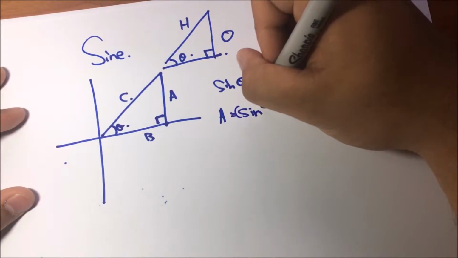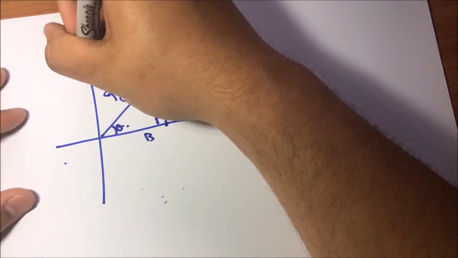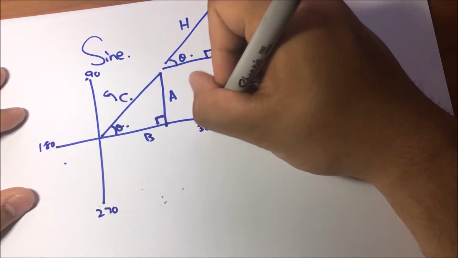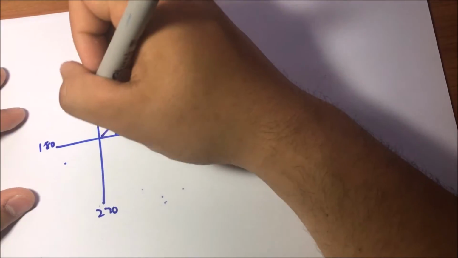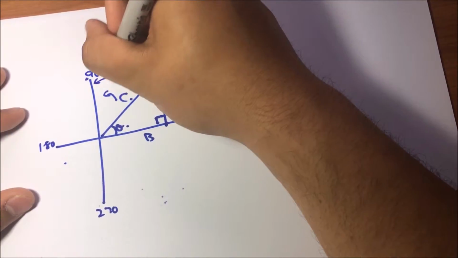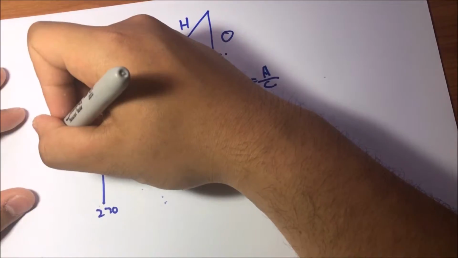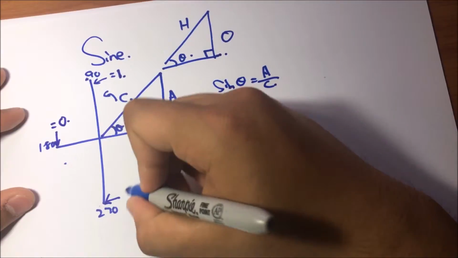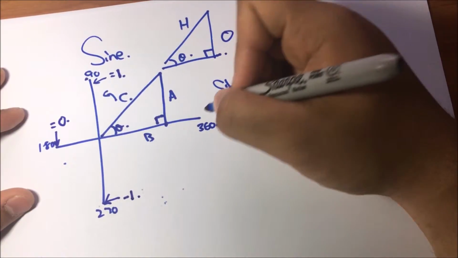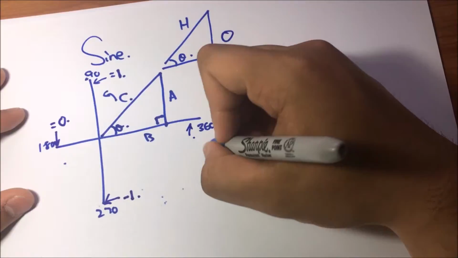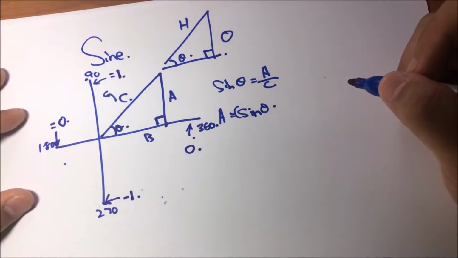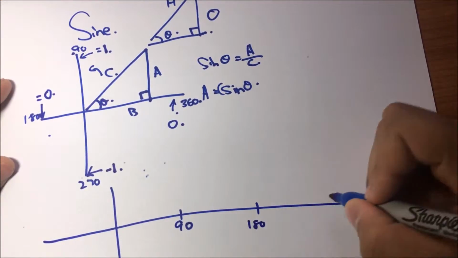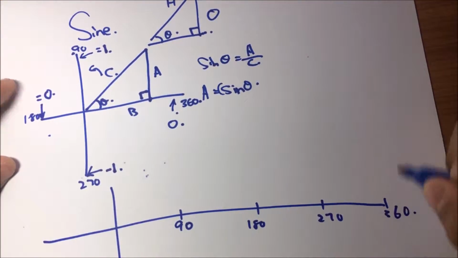As the graph goes anti-clockwise, it turns 90 degrees, 180 degrees, 270 degrees, and 360 degrees. When theta goes to 90 degrees, sine equals 1, and when it goes to 180 degrees, it equals 0. When theta is equal to 270 degrees, it equals -1, and when it's 360 degrees, it goes back to 0. Therefore, we can get the sine wave by drawing it.